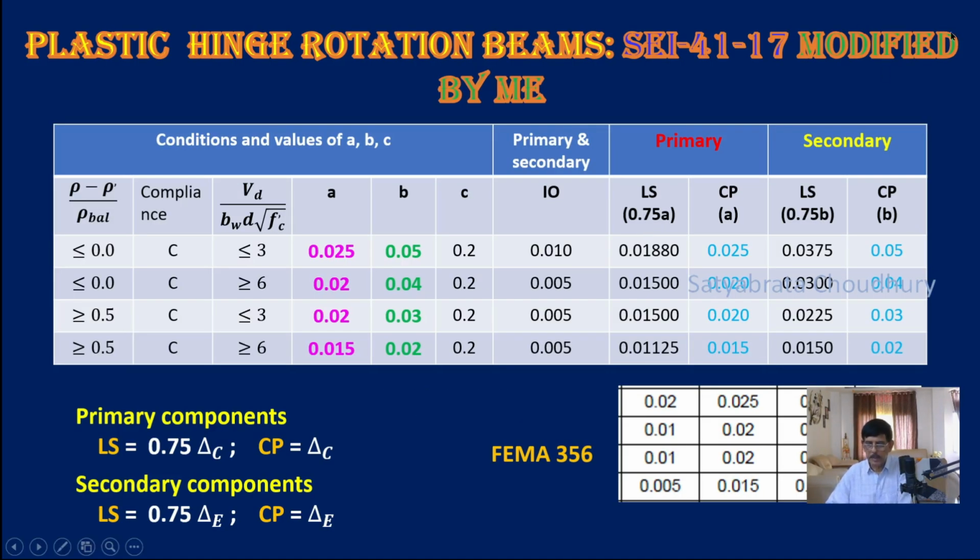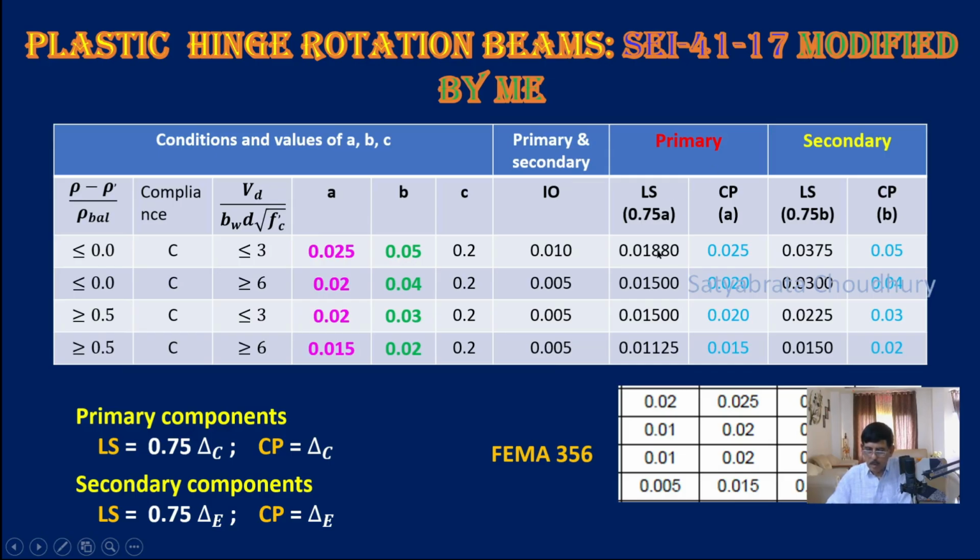Now let us make a table modifying the table of ACI 41-17, incorporating both primary and secondary members as per the dictation given in the text. I have prepared this table in a renewed way. The left hand side has the ratios, etc. Then the segments ABC are from the ACI document. IO is also from the ACI document, which is common for primary and secondary members.